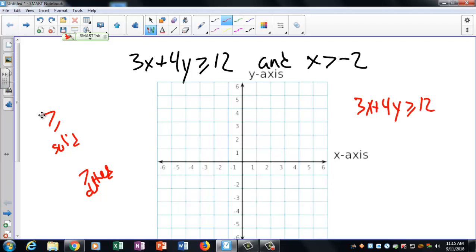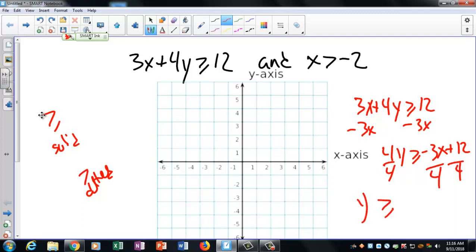Now, in order to do that, some of you will want to solve for y. Show of hands, how many of you solve for y? And that's fine. When you subtract 3x, you get 4y greater than or equal to negative 3x plus 12. Then divide by 4. Divide by 4, divide by 4.